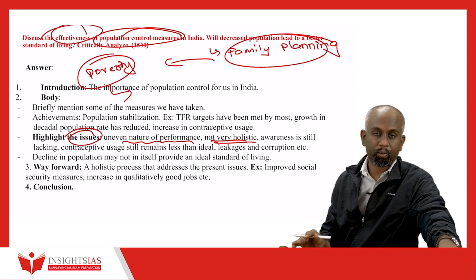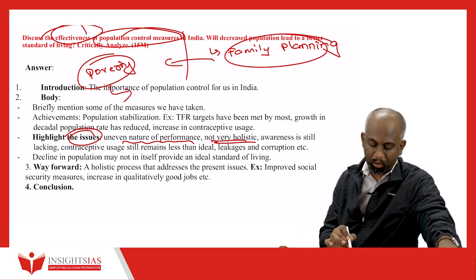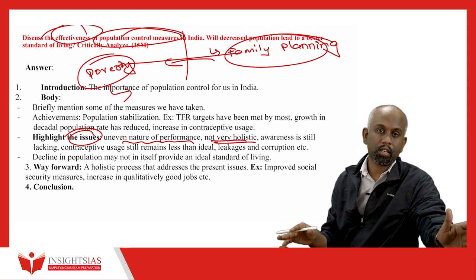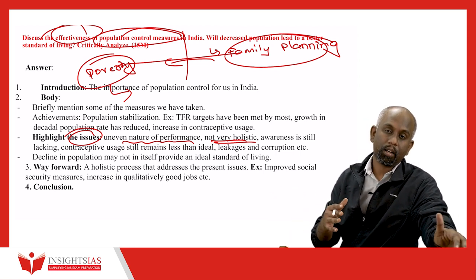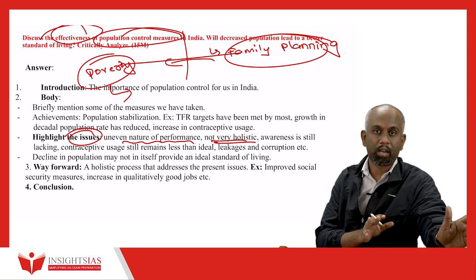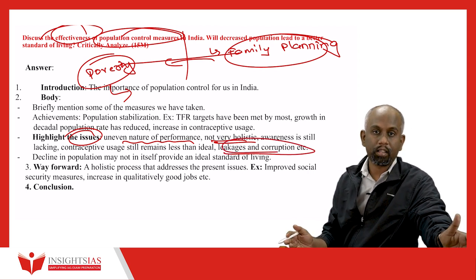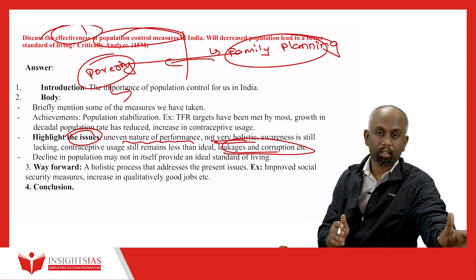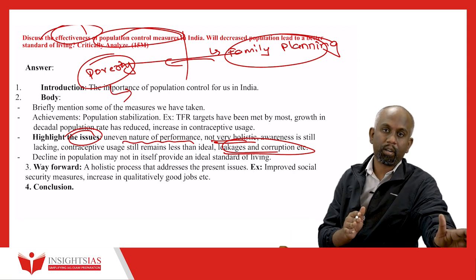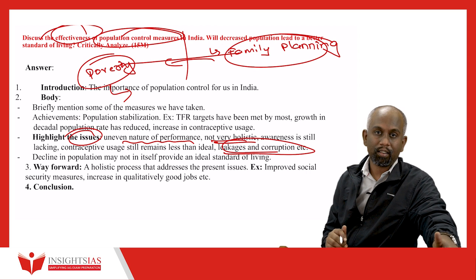Here we do have programs for tackling poverty, but we need to have a program which merges these two concepts or brings about a coordination with the programs that we have got. And there are so many leakages and corruptions in the systems that we have had that tackling poverty and population is becoming more and more difficult.